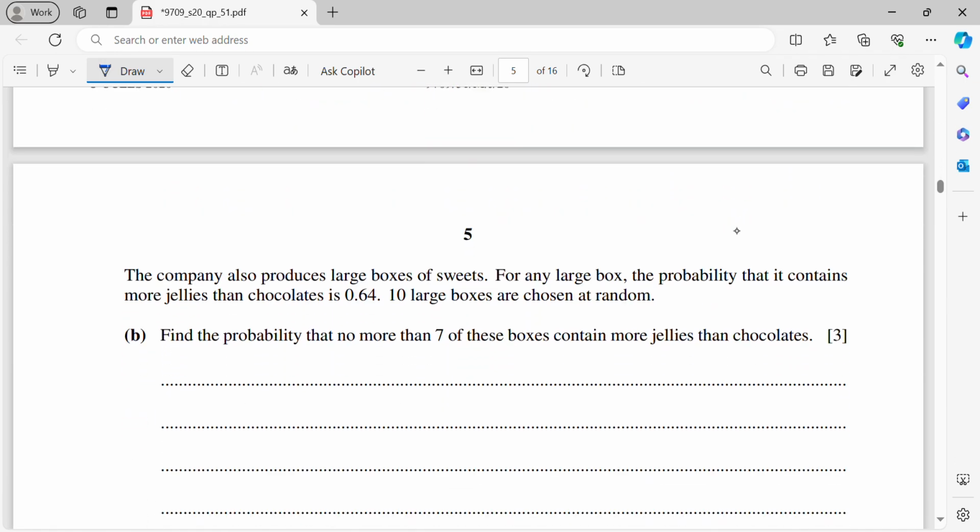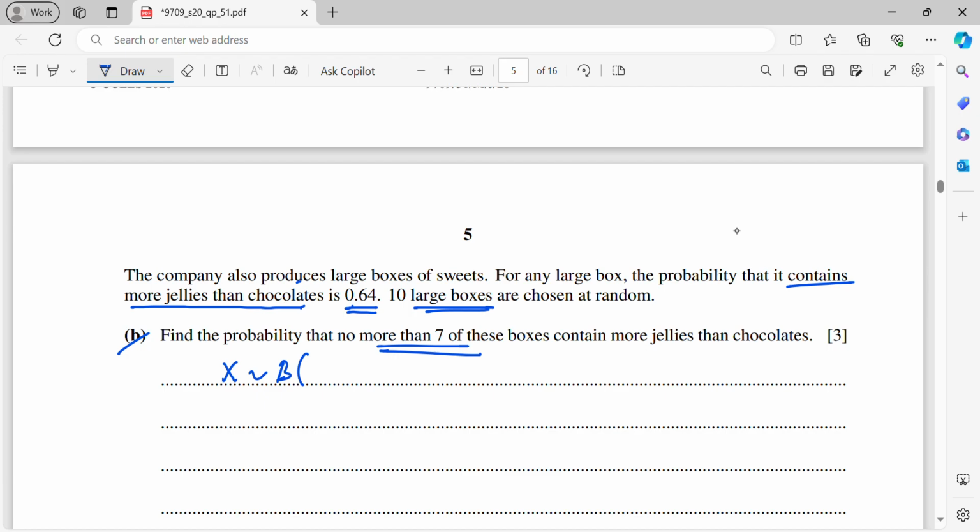Now, the company also produces large boxes of sweets. For any large box, the probability that it contains more jellies than chocolates is 0.64. 10 large boxes are chosen at random. B. Find the probability that no more than 7 of these boxes contain more jellies than chocolates. So here, you see, containing more jellies than chocolates has this probability, so that means this is basically a binomial distribution. I will just write X is binomially distributed.